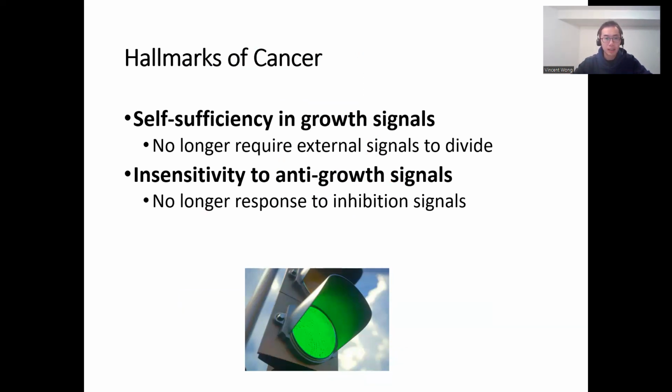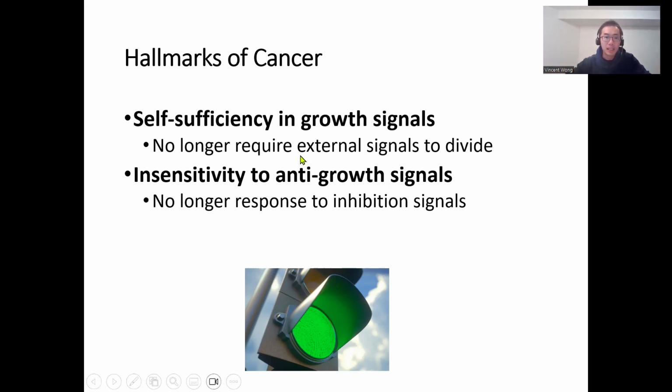First 2, right, is number 1, self-sufficiency in growth signal. Okay? They don't even need growth factors to tell them to divide. Because of the mutations of the proto-oncogenes into oncogenes, they have their own growth signal. They have their own green lights that are always on. Okay, so they have their own self-promoting signals. They don't need to rely on other signals to tell them to divide. They will just go on their own.